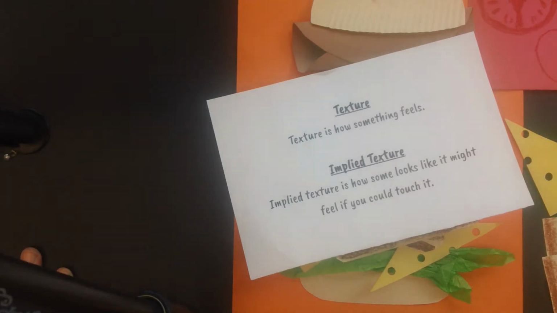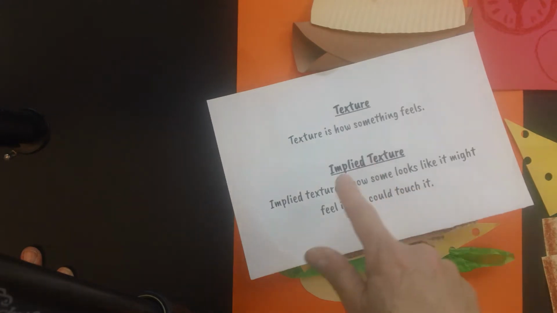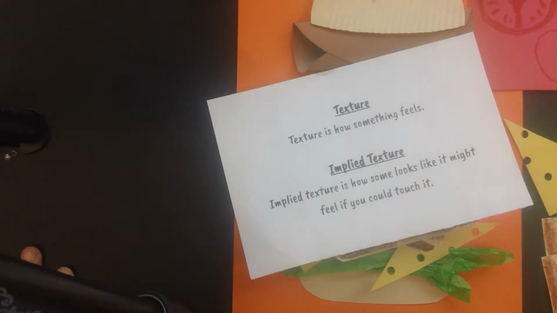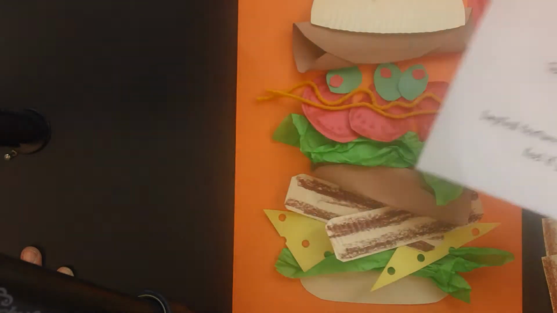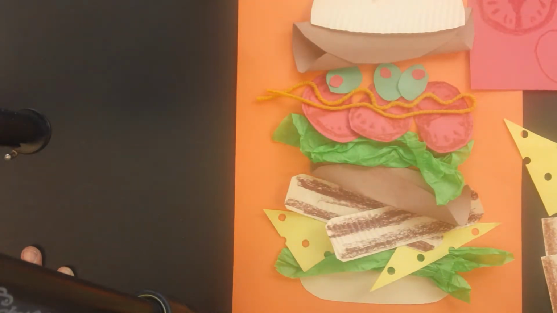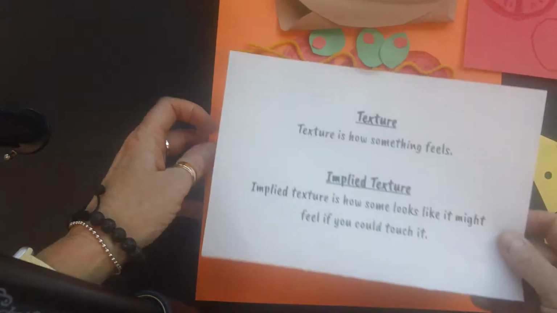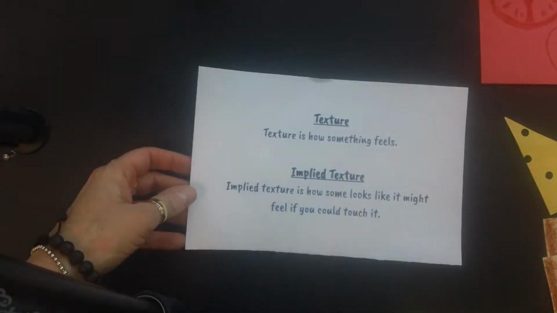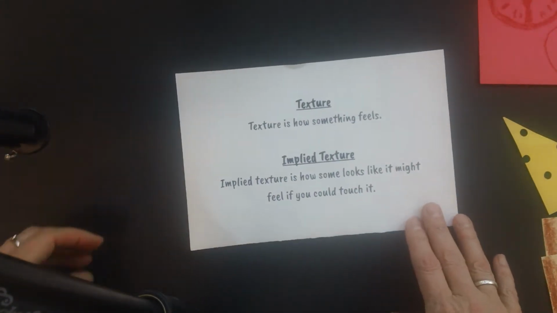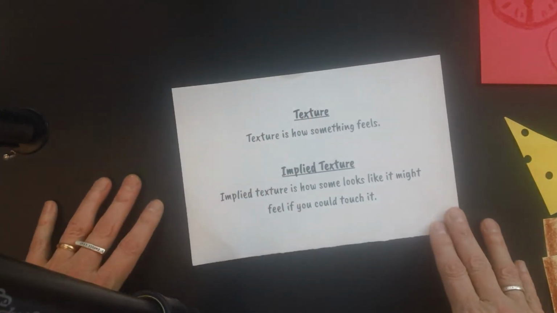Hello everybody. This lesson is all about texture and implied texture because you are going to be making a texture sandwich. So this is what mine looked like finished up, and I'm going to show you how to get there. So I'm going to move this aside. We'll come back to that after. And I just want to talk a minute about texture.